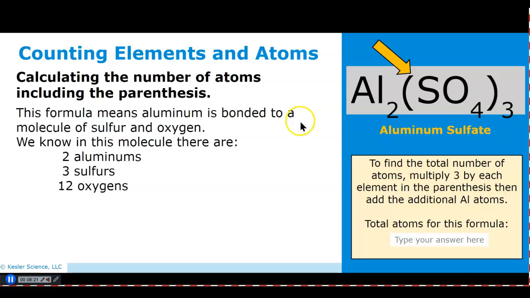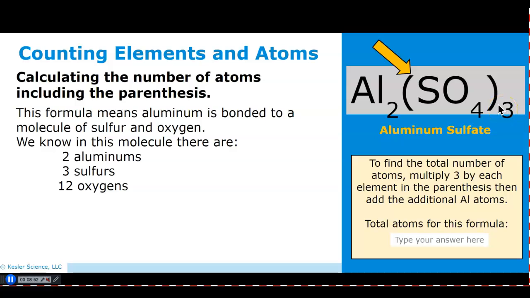Okay, so now we're adding in parentheses. So this means that aluminum is bonded to a molecule of sulfur and oxygen. So we can look at this and we can see that there are 2 aluminums, and then this means there are 3 of these. So we have 1 times 3, so there are 3 of these, and 4 times 3, so there are 12 of those.